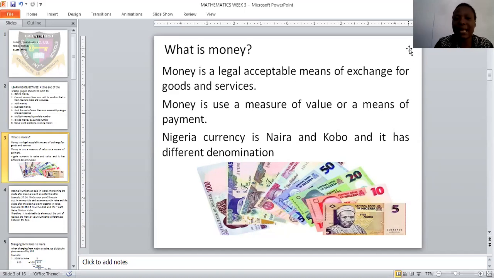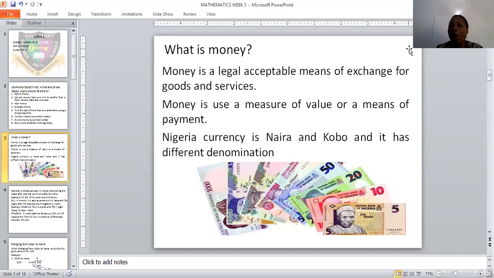Money is used as a measure of value or a means of payments. As a measure of value, you know, when you want to buy something, you ask them, how much is it? It's a measure of value or a means of payments.